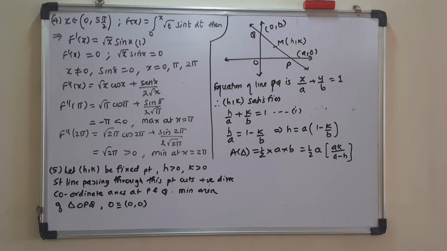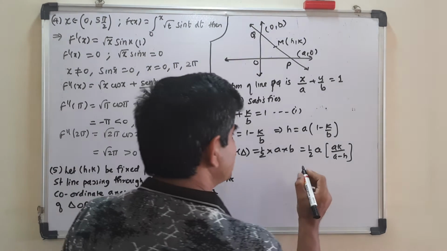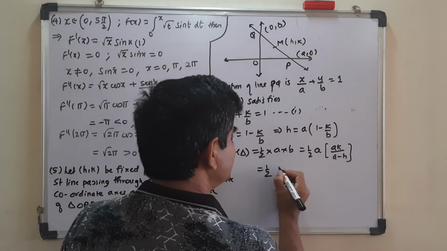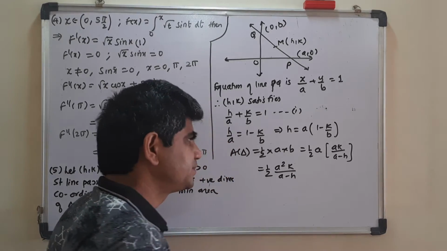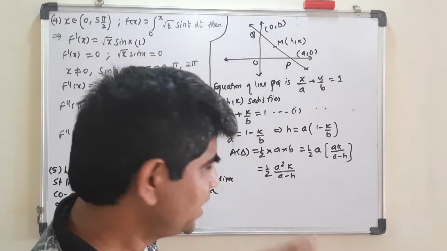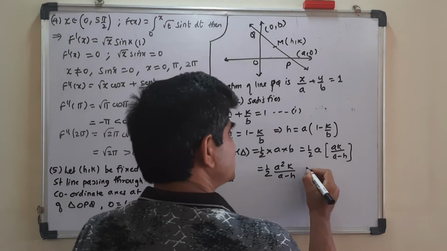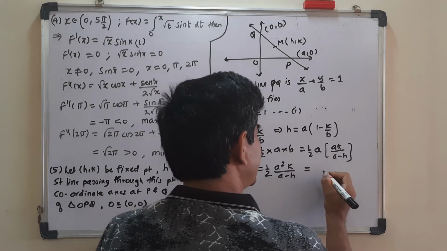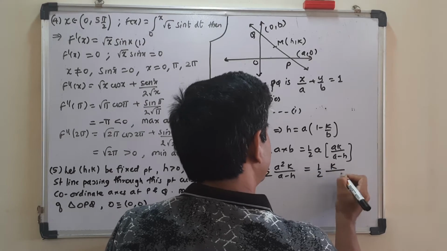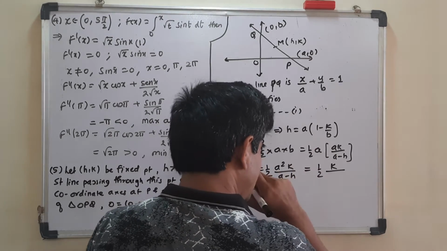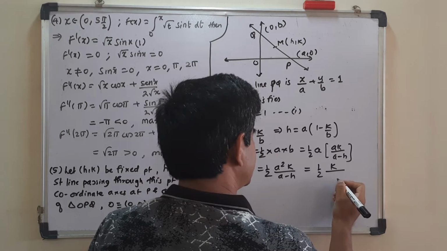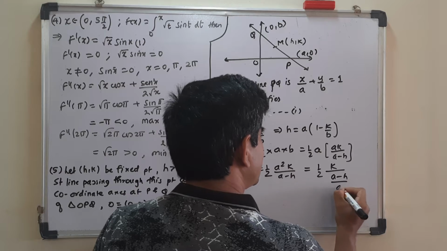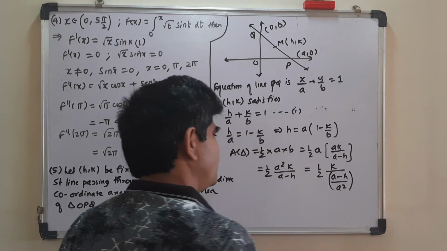AK upon A minus H. Solving it further, what I get here is 1 by 2 A square K upon A minus H. So I am keeping K upside only and removing this A square. That is, I am dividing numerator and denominator by A square. So I will get here 1 by 2 K upon A upon A square, okay, that is, A minus H upon A square, like this. This will be better.